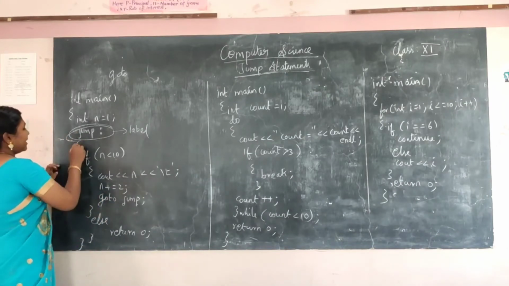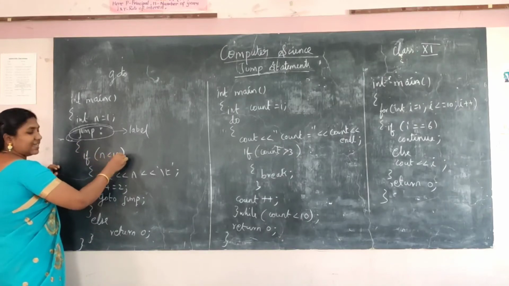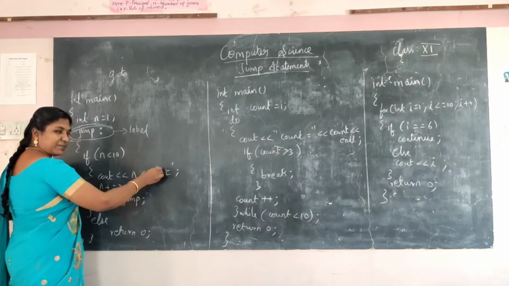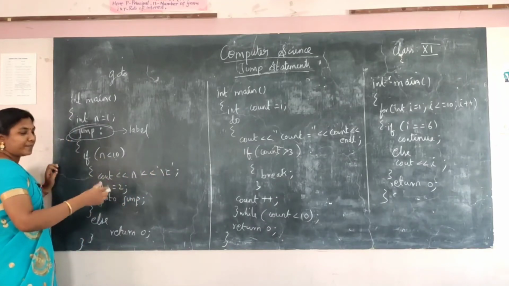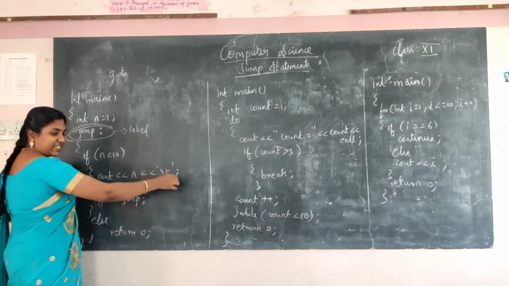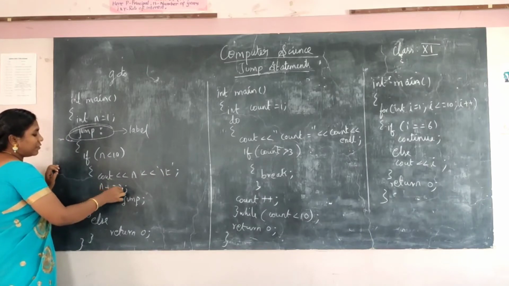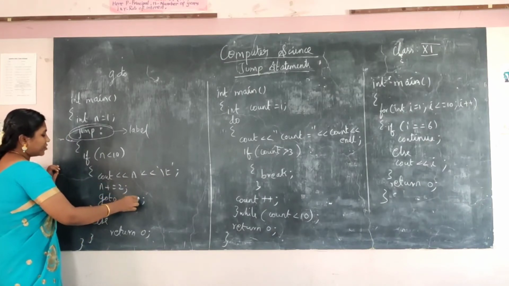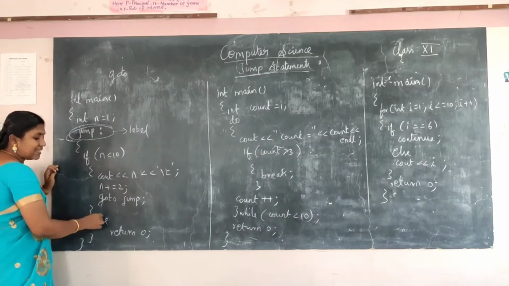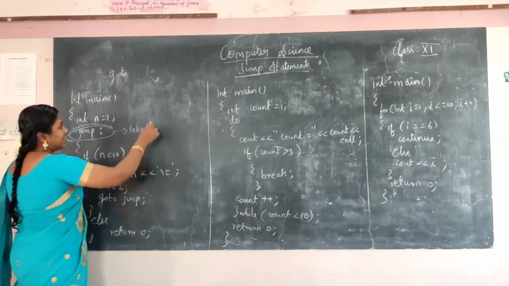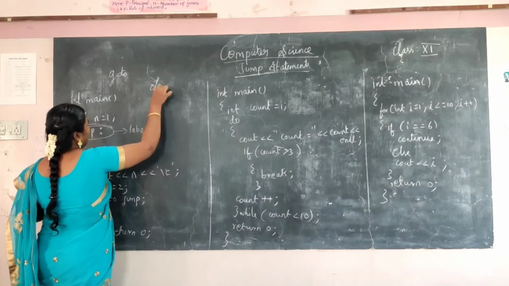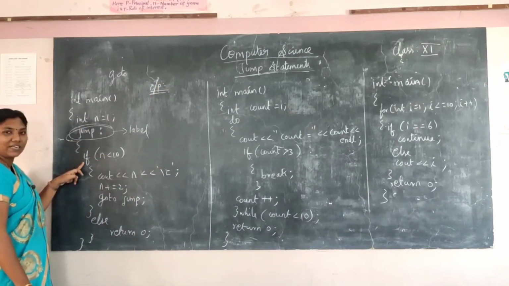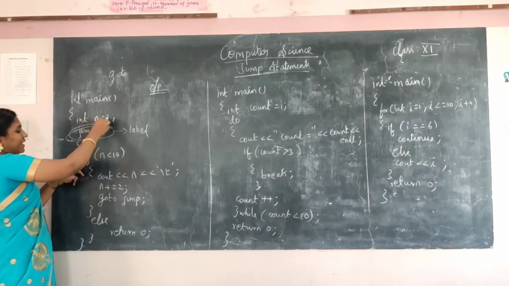In jump I have if n < 10. This is the condition. cout << n, and then after a tab space the next output should be printed, so I have given \t. And then n += 2, that is n = n + 2. Then goto jump, which means it has to go back to the label, else return 0. Let us see the output for this. First, if n < 10, what is the value of n? n is 1.